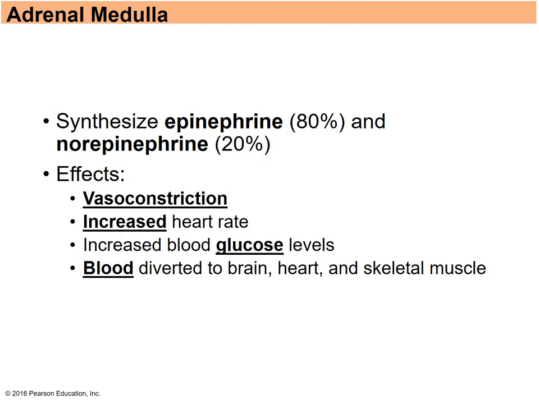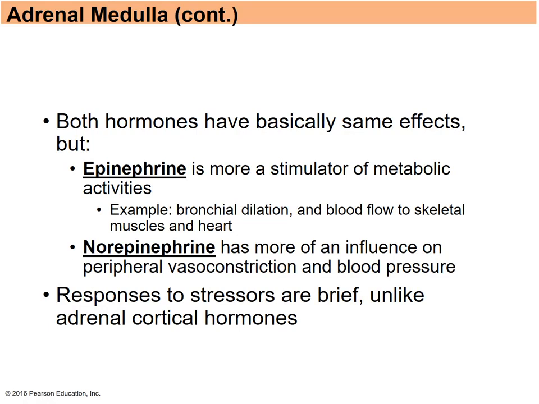The adrenal medulla produces both epinephrine and norepinephrine. The effects of both of these are going to be vasoconstriction, increased heart rate, increased blood glucose levels, and the blood's going to be diverted more to the brain, the heart, and the skeletal muscle. If this sounds very familiar, like the sympathetic division of the nervous system and what's commonly referred to as fight or flight, then yes, you are correct.